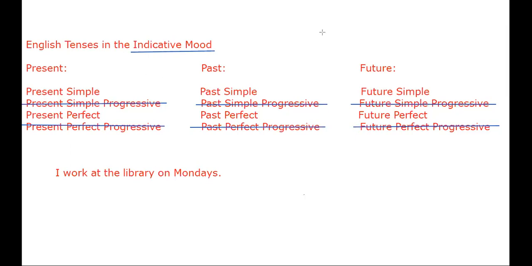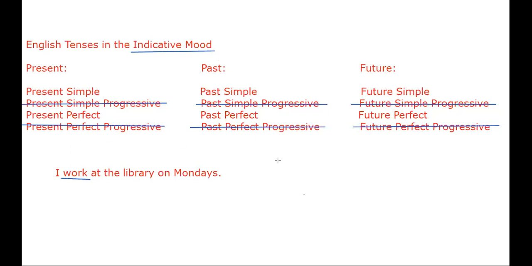Okay, so we have the present simple here. Work. We use the present simple when we want to talk about things that are habitual, or things that are true in the present. For example, I work at the library on Mondays. This is a habitual action, like a habit. This is something that is always true, something that I'm always doing. I work at the library on Mondays. That's what the simple aspect does.